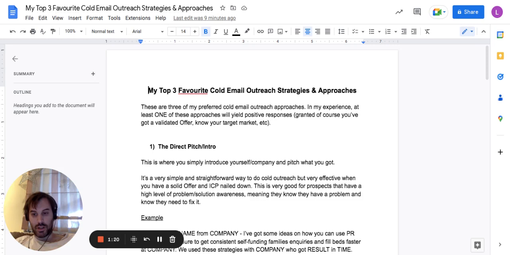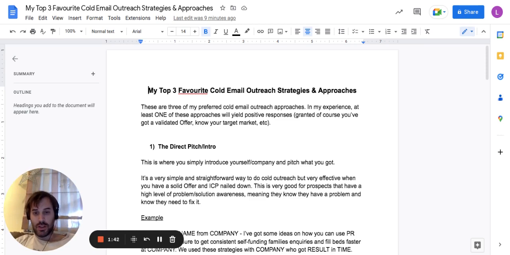So what I'm going to do is explain the three approaches that I prefer to use, some of the pros and cons of each, and then also show you some quick examples of how they would look practically in terms of a cold email messaging script or template, whatever you want to call it.